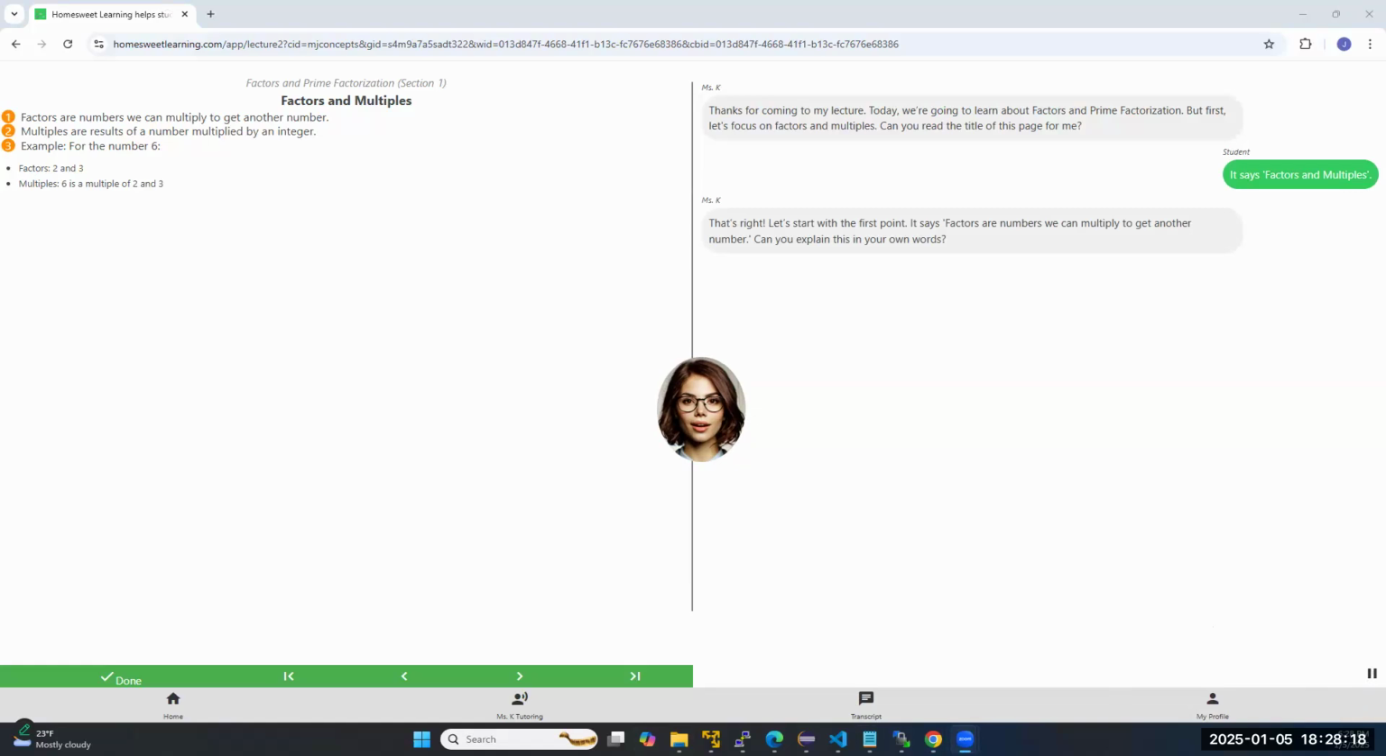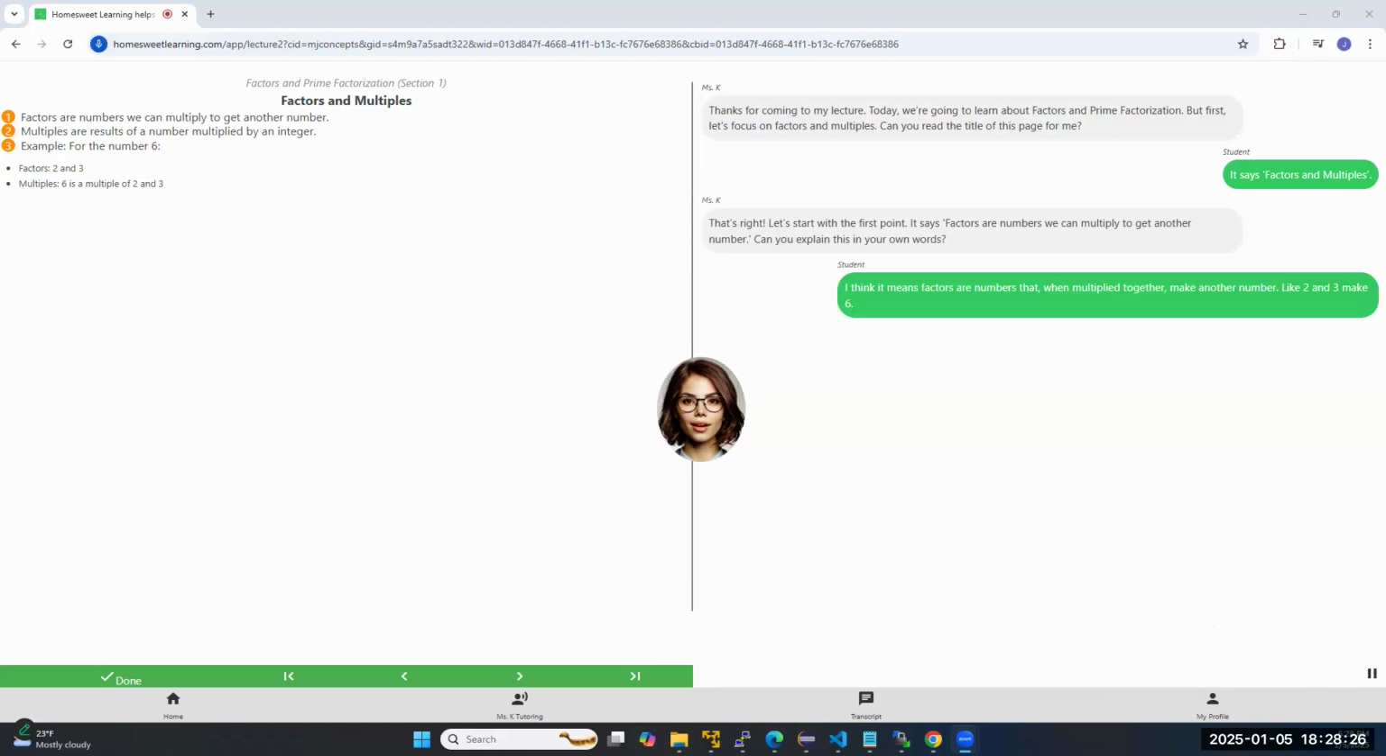It says factors are numbers we can multiply to get another number. Can you explain this in your own words? I think it means factors are numbers that, when multiplied together, make another number. Like 2 and 3 make 6. Exactly. If we write it as a math expression, we can say 2 times 3 equals 6.